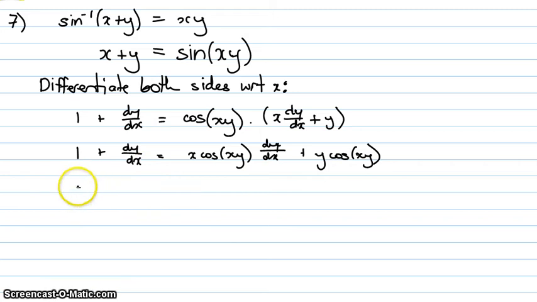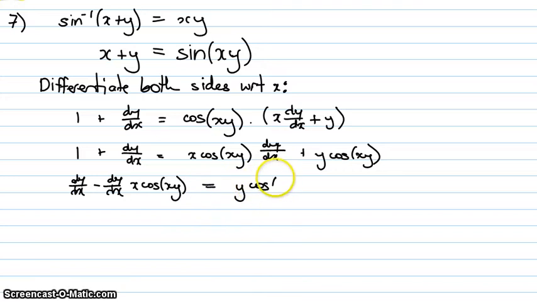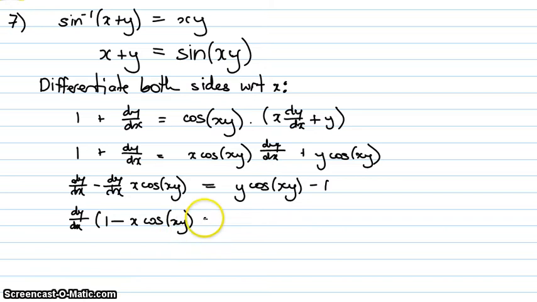So I get dy by dx minus dy by dx x cosine xy equals y cosine xy minus 1. Factorize out dy by dx. I get dy by dx times 1 minus x cosine xy is equal to y cosine xy minus 1.